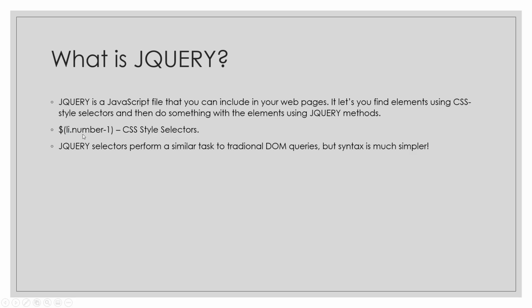So does this seem familiar? li.number-one, meaning all the li elements with the class number one. And this is the selector. DOM selection is really easy with this, and this is a CSS style selector. jQuery selectors perform a similar task to traditional DOM queries, but the syntax is much simpler.